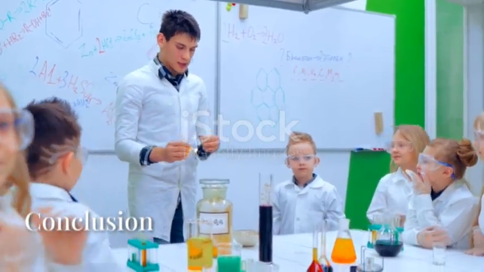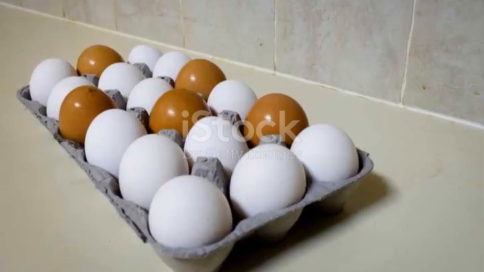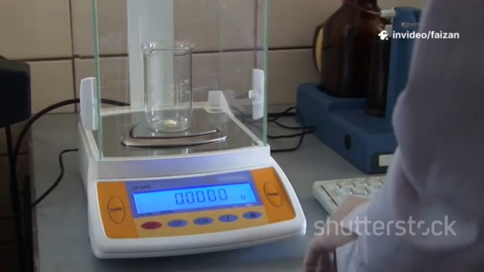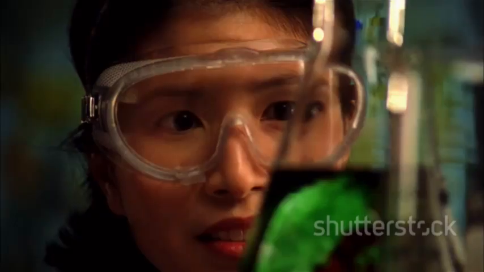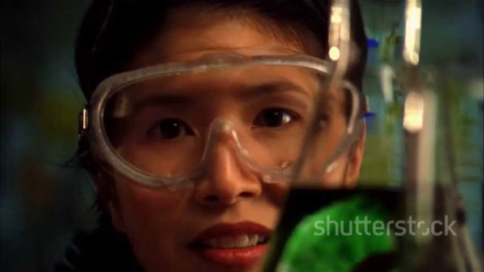To wrap things up, the mole is basically a counting unit, kind of like a dozen. 1 mole equals 6.022 times 10 to the 23rd particles. Molar mass lets us convert between mass and moles. Understanding the mole concept is, honestly, essential for studying chemistry. It helps us predict and measure chemical changes accurately.